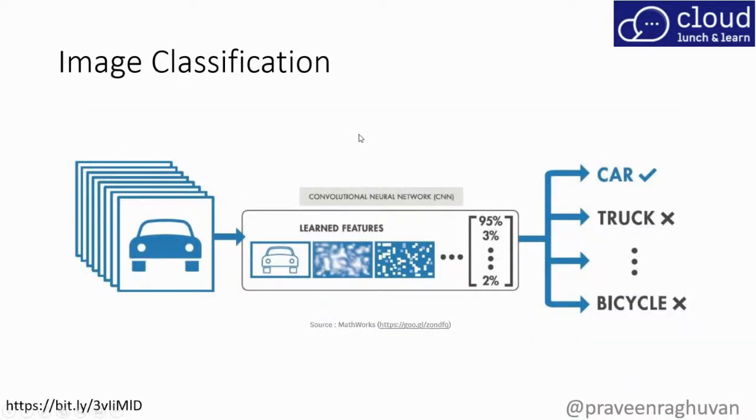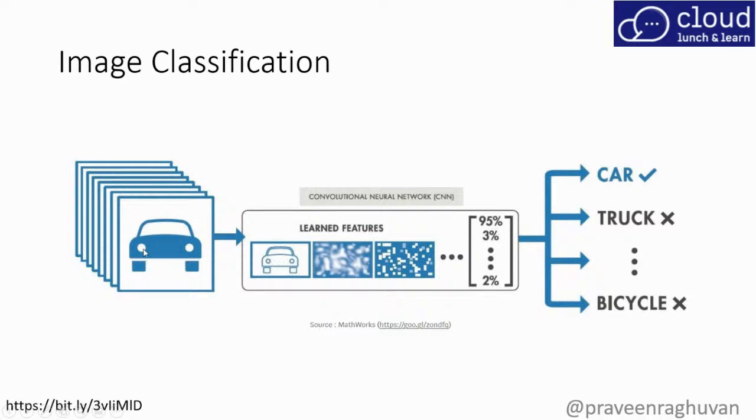Just to give you an example of image classification. If you look at this picture, you see there is a car present here, and this is a convolutional neural network. A convolutional neural network is one form of a deep neural network, but it allows you to perform things in a very optimized way, with fewer parameters compared to a fully connected neural network. So what happens is you specify the image, the neural network learns the features out of that image, and it starts to make a prediction in the end.